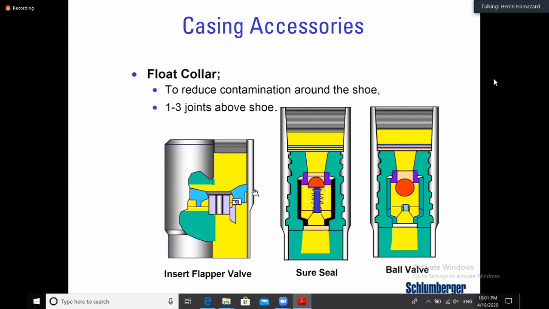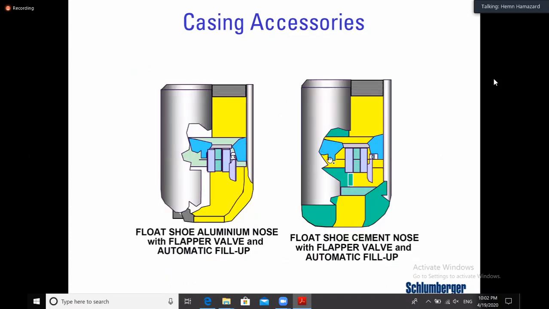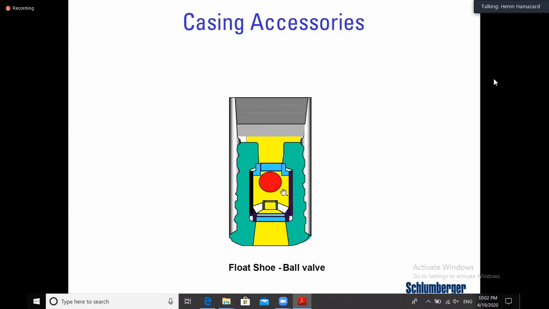The float collar has 2 functions. First of all, it holds the wiper plugs. After you drop them, they stay here on the float collar. Plus, it also has the same valve as the float shoe. If the valve on the float shoe we discussed fails, and your cement tries to come back in here, you have a float collar, like I said, 1 or 2 or 3 joints above this float shoe, then the float collar is doing its job. It's going to be a backup for the float shoe.